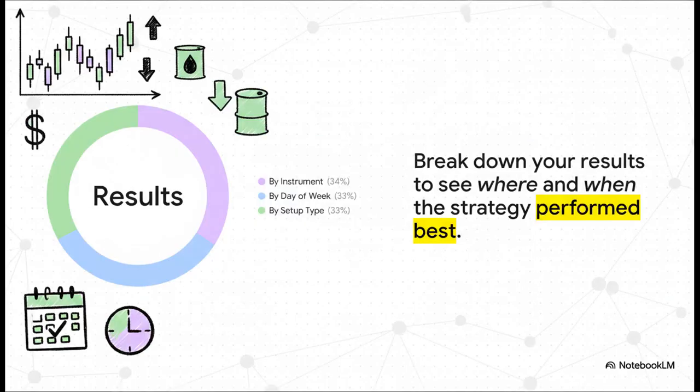But hey, we can go even deeper. We don't just want to know if it worked, we want to know where and when it worked best. So, by breaking down the results, by analyzing the distribution, we can see if the strategy did better on certain products, or maybe on a specific day of the week, like Tuesdays, or maybe we find out that the long setups were way more profitable than the short ones. This is how you really start to find your edge.